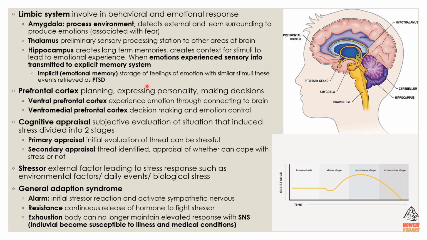And then you got the implicit, which is the emotional memory. Implicit is the unconscious part, kind of like it just comes to you. Okay, storage of feelings of emotion with similar stimuli. These events are retrieved as, for instance, PTSD.